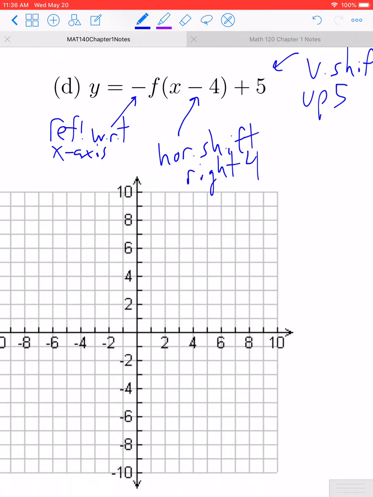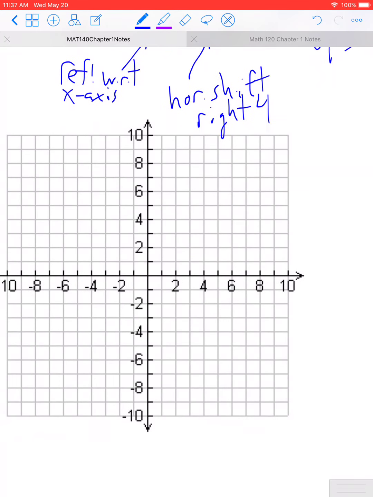To graph these, again, let's start with the parent graph of x squared. I'm just going to draw that on these axes. And let's take it in steps. If you're thinking of an order of operations approach, start with the inside. So we would first shift things to the right 4 units. I'm going to take that parent graph and shift it to the right 4. That would move us to here. I'm now going to reflect it. That's the multiplication on the outside. This now gets reflected about the x-axis. That would bring us to here.